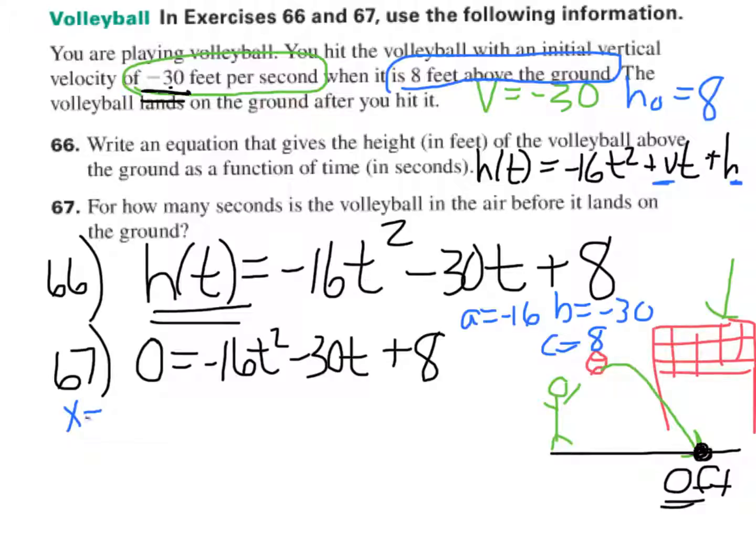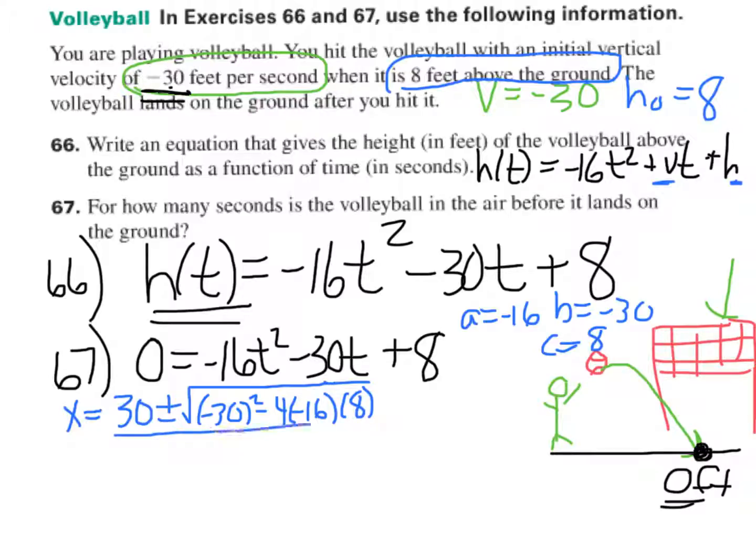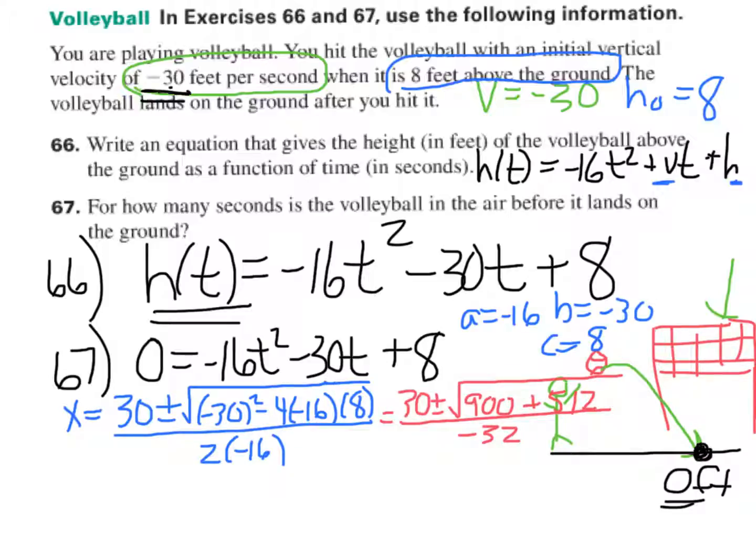So x equals negative b, which would be a positive 30, plus or minus the square root of b squared, so negative 30 squared, minus 4 times a, which is negative 16, times c, which is 8, all over 2 times a. This will simplify to give us a simplified version, so just follow with me on this. Negative 30 squared is 900. Then here I'm going to do negative 4 times negative 16 times 8. Those together will become positive 512.